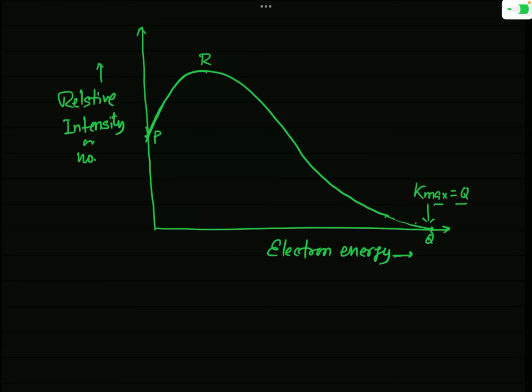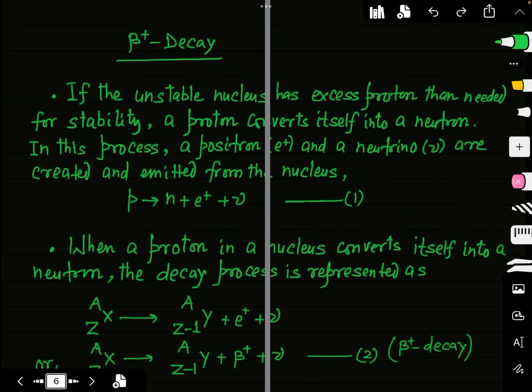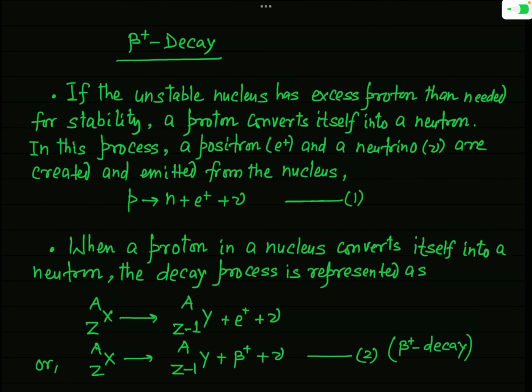In between these two points P and Q, the energy will be shared by both the electron and the antineutrino. Corresponding to point P, the total energy is shared by the antineutrino, and corresponding to point Q, the total energy is shared by the electron. Okay, so this was all about the beta minus decay.